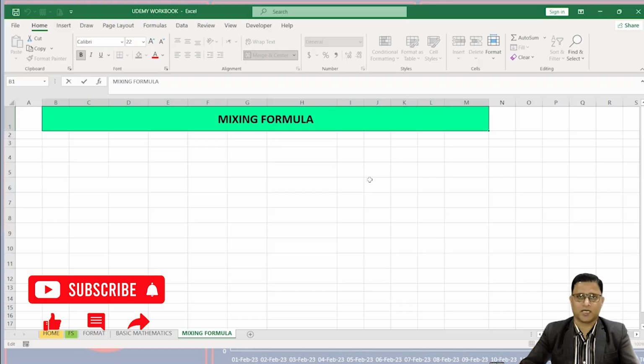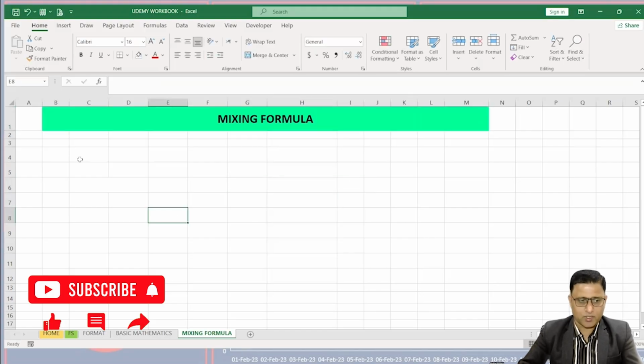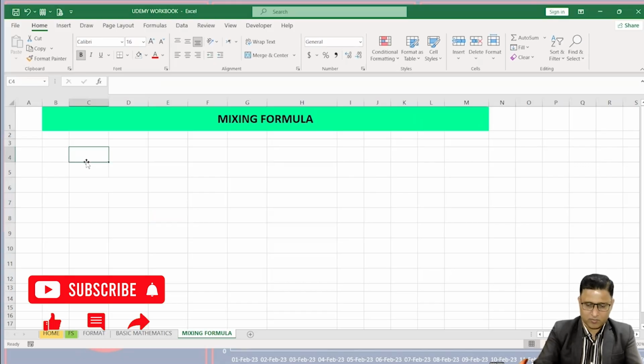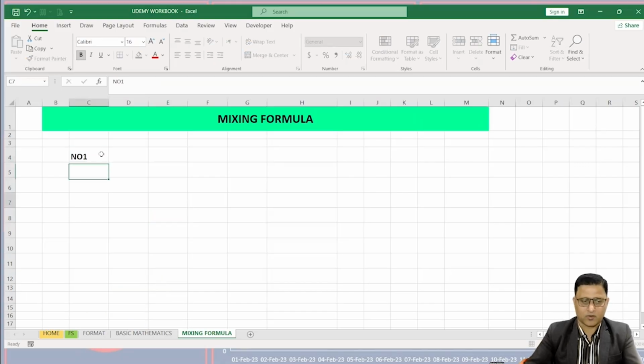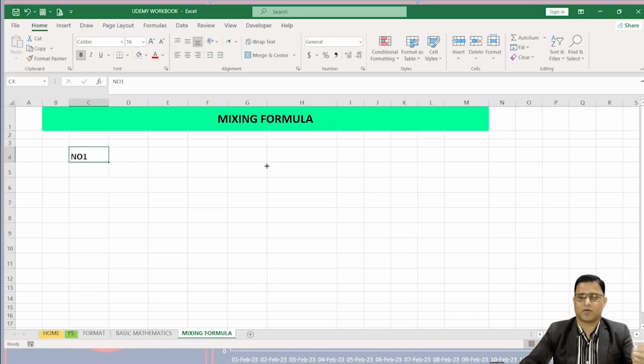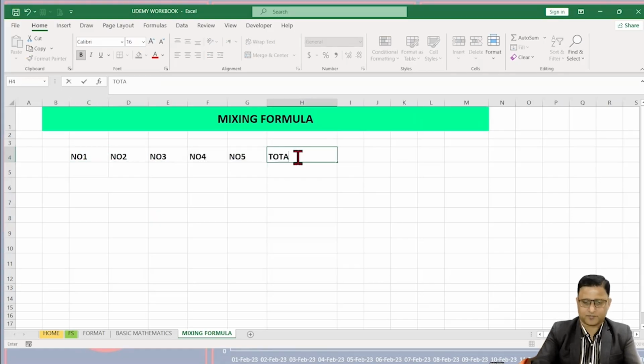When we learn IF or LOOKUP or something, then we might have to mix two or more than two formulas. So let's see how this will work together. In this one, what are we going to do? For example, I have some numbers: number one, then number two, number three, number four, and let's say number five. I have some numbers and I need the total here.